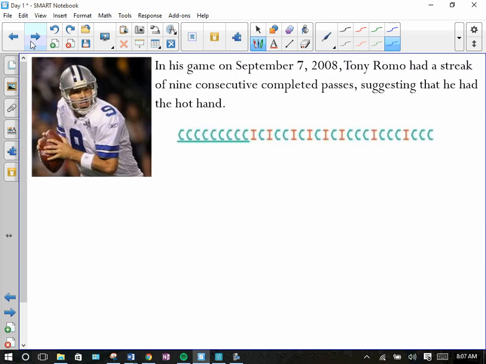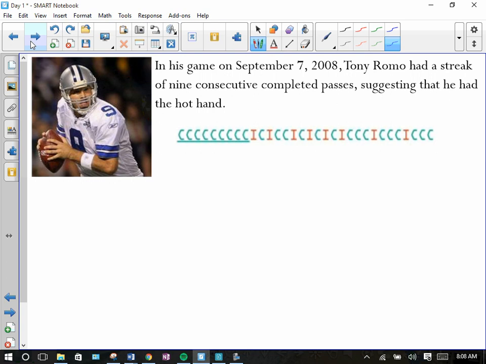Alright. So we're gonna look at an example here. You don't need to write down the C's and I's, but I want you to write down that top part, which is black.